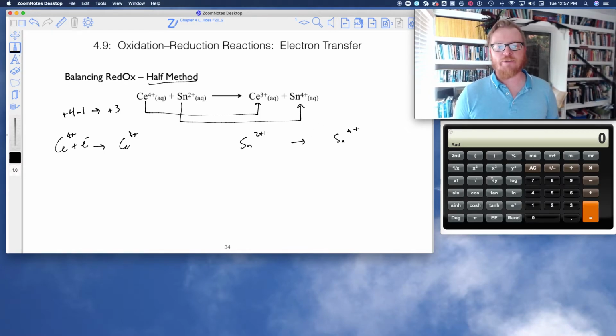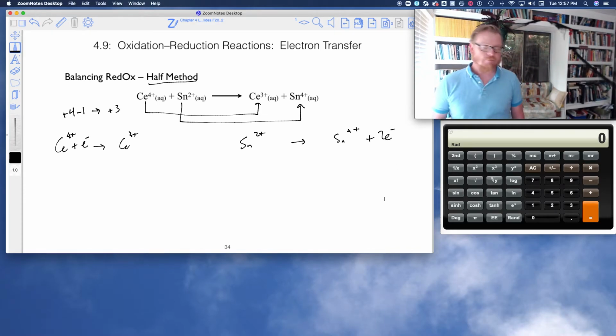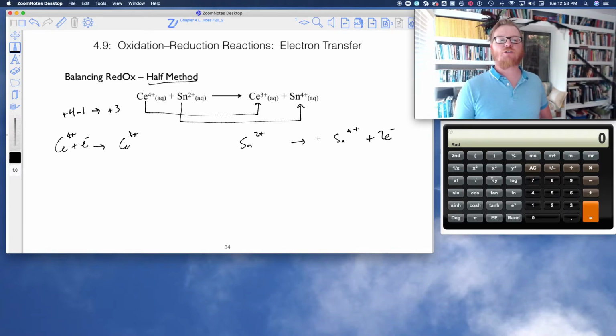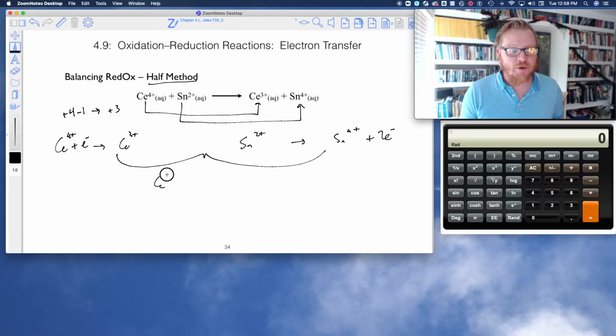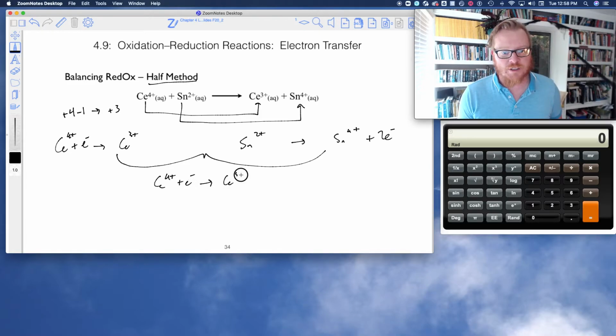What about this half? Well, if it's plus 2 on this side and plus 4 on this side, then I need 2 minuses on this side, and I can achieve that by saying plus 2 electrons. So now I've balanced each respective half, and I'm ready to bring them back together. And I'm going to bring them back together by adding them. Just like I can add equations in algebra, I can add chemical reactions in the same way.